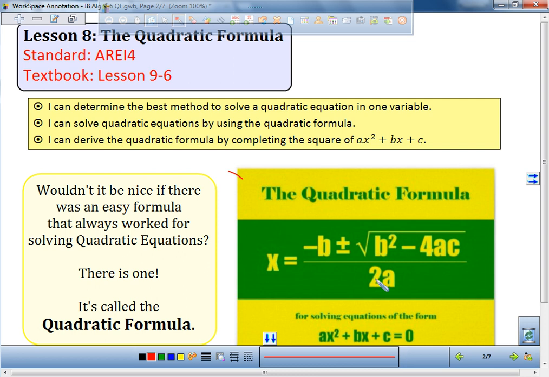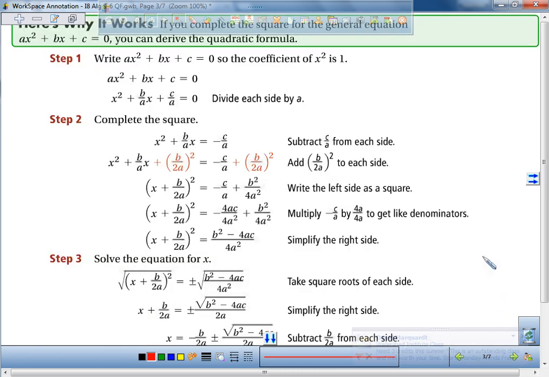Okay, and then there's a little hymn that I'll show you later, and some of you may already know the hymn, to help you remember that. And you have to make sure that when you're finding A, B, and C, it's in standard form before you write down what A, B, and C equal. Okay, so let's take a look at some examples here.